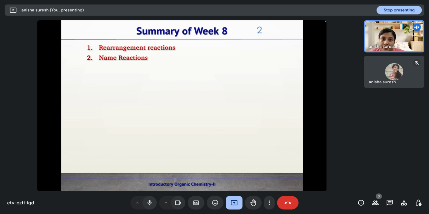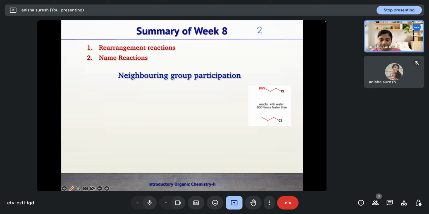So, coming to the summary of the week 8 modules, in week 8, rearrangement reactions and name reactions have been discussed. First, coming to neighboring group participation, we can see that this compound with a PhS in it reacts 600 times faster than this normal alkyl chain chloride. So, what could be the reason?